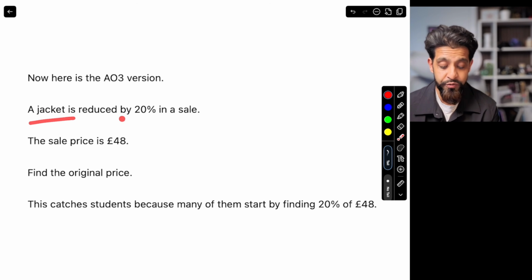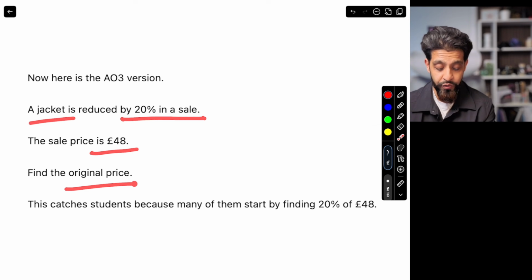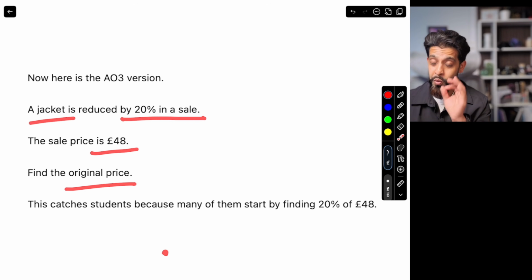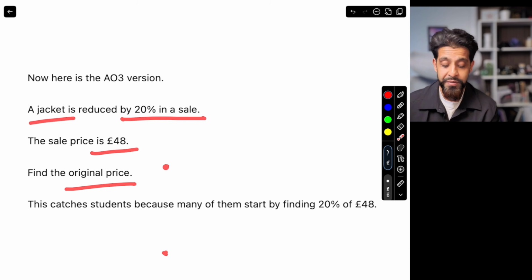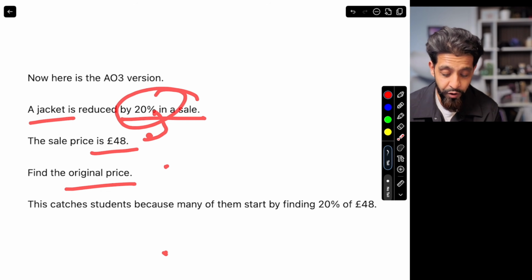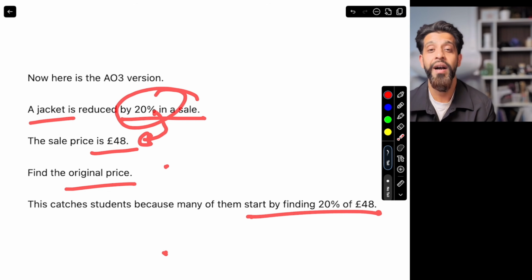You're told a jacket is reduced by 20% in a sale. The sale price is £48. Find the original price. Now, this would most likely catch some students out. Where? Because they think that this means that they have to find 20% of £48. And they go and do that, and that is of course wrong.